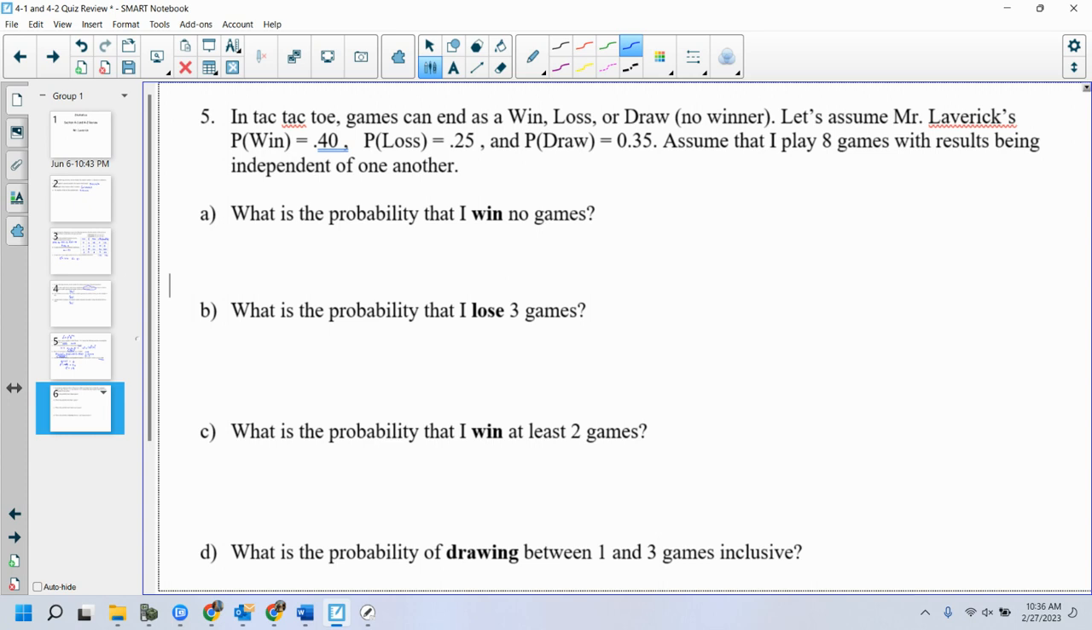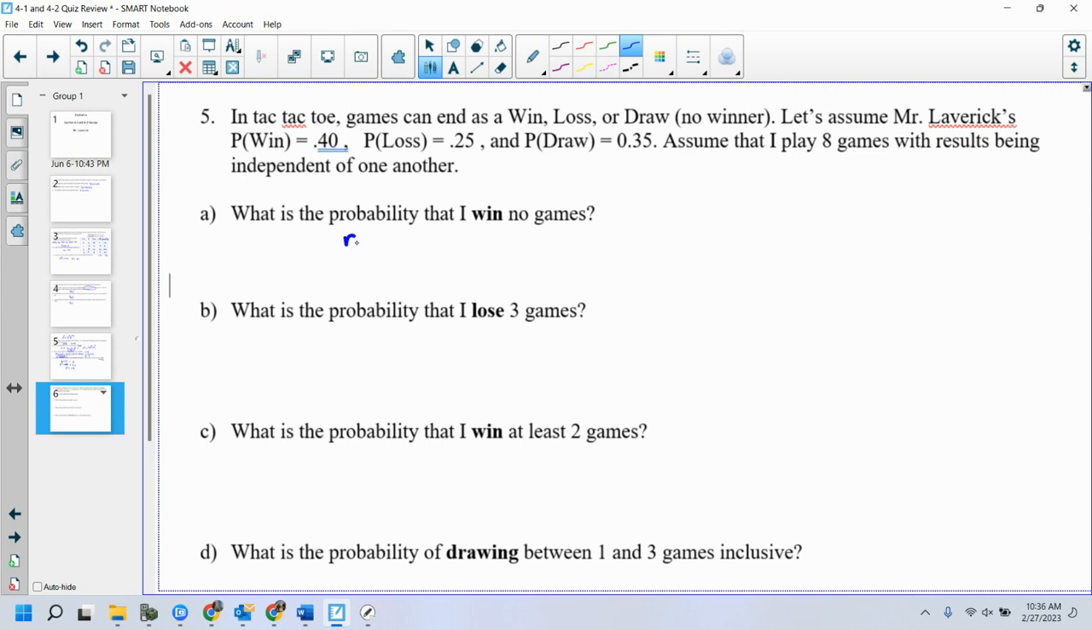Let's assume Mr. Laverick's probability of win is 0.4, probability of loss is 0.25, probability of draw is 0.35. I win more than I draw. Assume that I play 8 games with results being independent of one another. So that means I have a binomial distribution. What is the probability that I win no games?